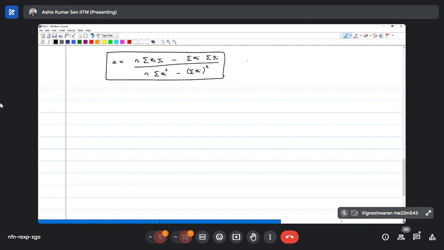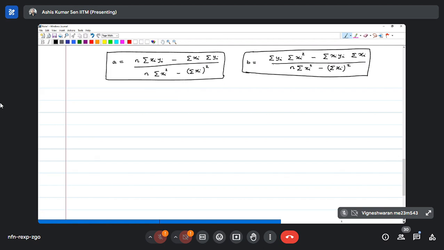Okay. Similarly, you're going to get B as sum yi into sum xi square, minus sum xi yi into sum xi, divided by n into sum xi square minus sum xi whole square. So this is basically your B.